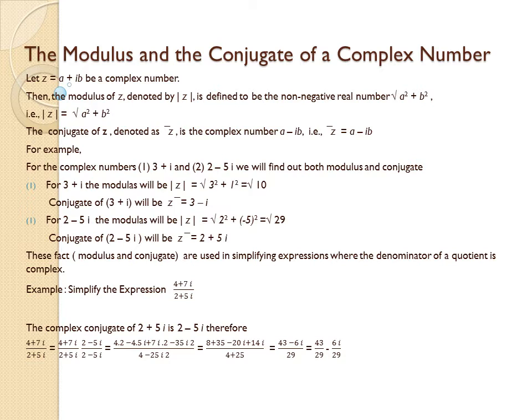So we have discussed modulus, we have discussed the conjugate of a complex number, and we have solved a few very simple examples. Let's go to a new thing which is called the Argand diagram. What is the Argand diagram and why is it needed?